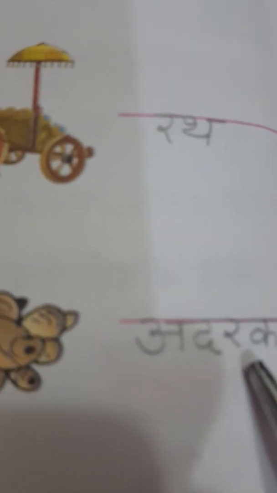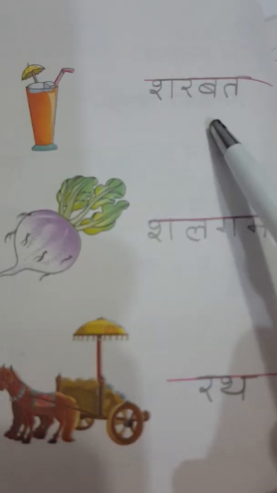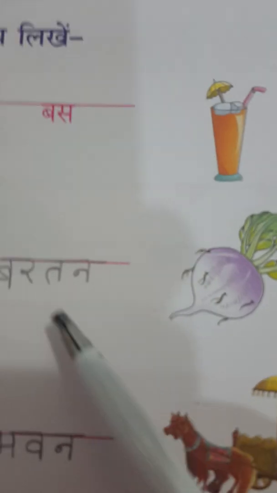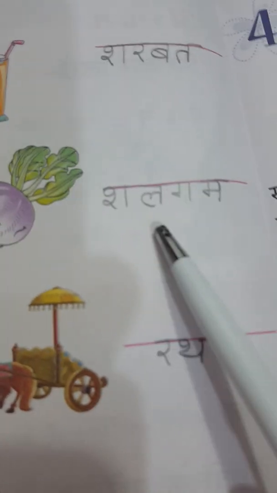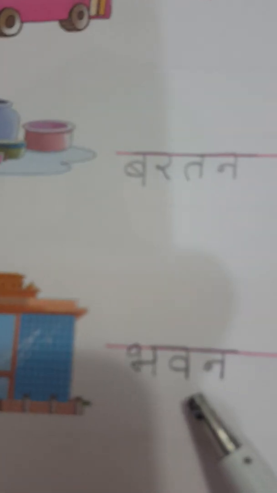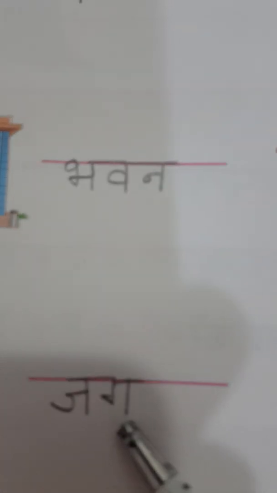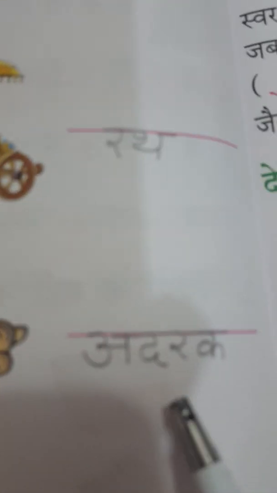You can call it adrak. So you have bus, sharbat, we have bartan, we have shalgam, we have bhavan, we have rath, jug, and adrak. Bus, you already know. Sharbat is a drink. Then we have bartan is utensils, shalgam is turnip, bhavan is a palace, big house, or a palatial house, but here it's given as a simple house. Here rath is a chariot, jug means a jug only, and adrak is ginger.